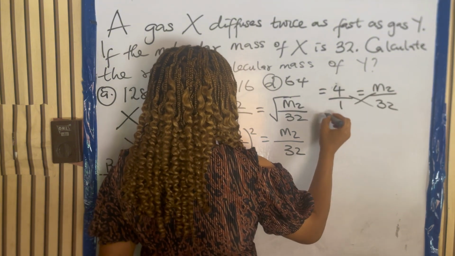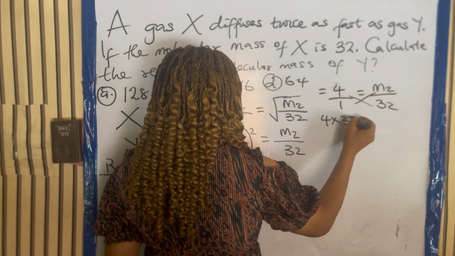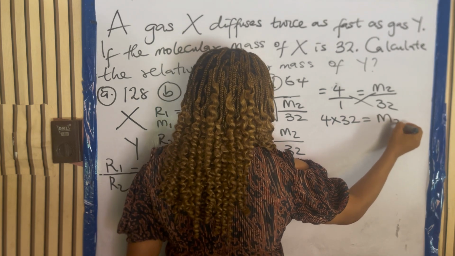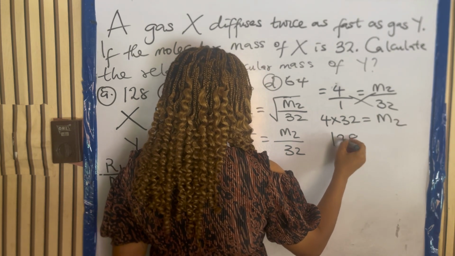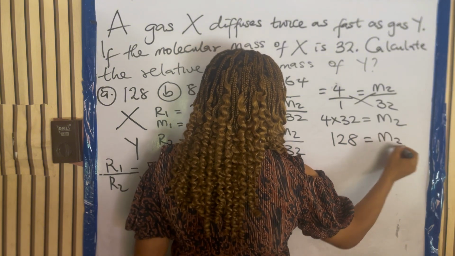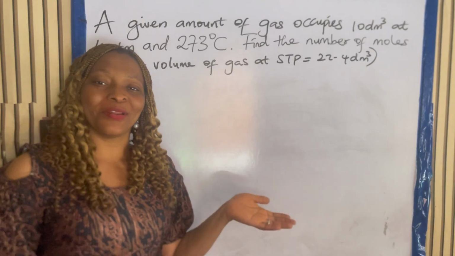So we are going to cross multiply. We have that 4 times 32 is equals to M2. So M2 is equals to what? 1. So let's look at another question.